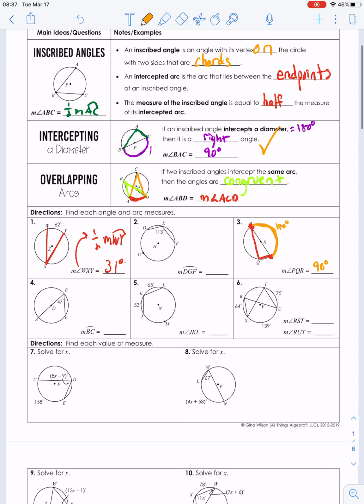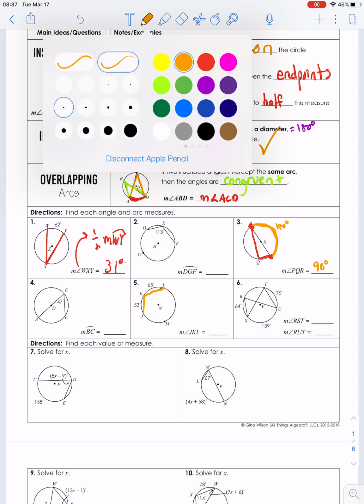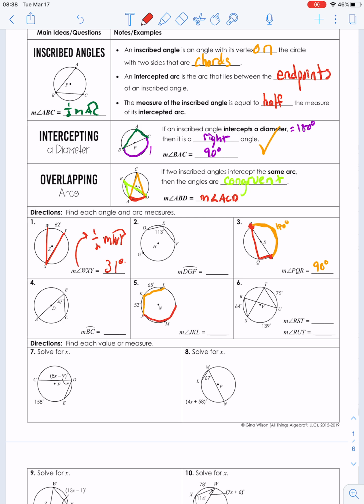Okay, let's try again. Number 5. All right, it's giving us KL's arc is 65, KJ's arc is 53. It's asking for this inscribed angle's measure. All right, do we have enough information? We do. We need to first find what this arc measure is.